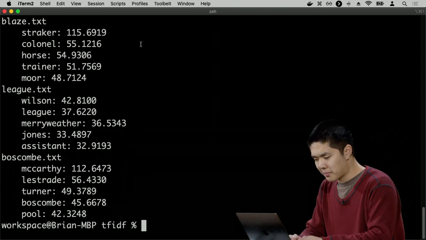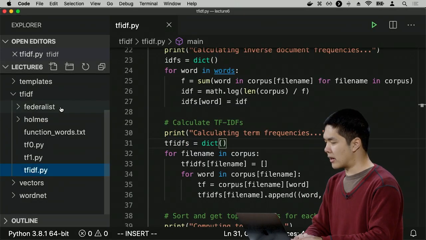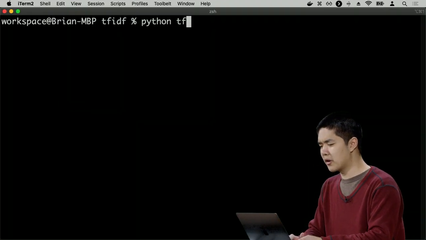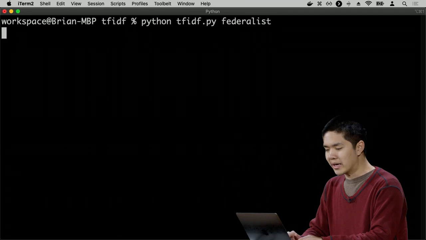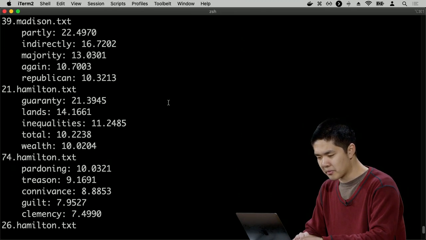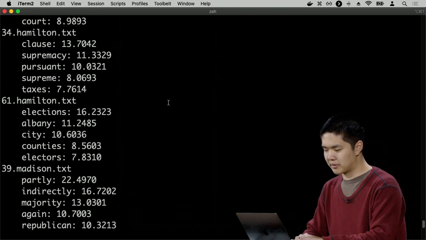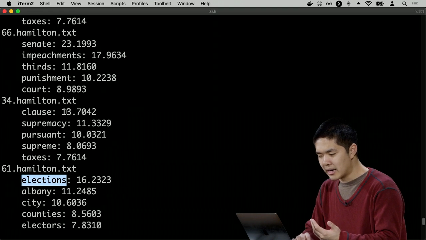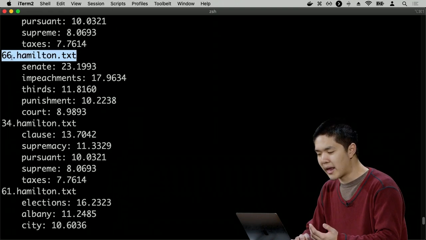I also have another corpus, which is a corpus of all of the Federalist Papers from American history. If I go ahead and run TF-IDF on the Federalist Papers, we can begin to see what the important words in each of the various different Federalist Papers happen to be. Federalist Paper number 61 seems like it's a lot about elections. Federalist Paper 66 is about the Senate and impeachments.